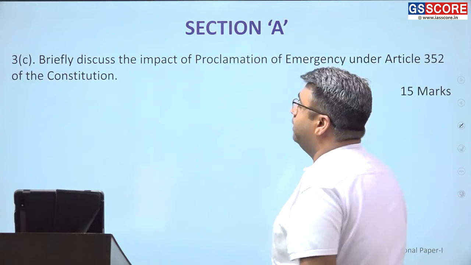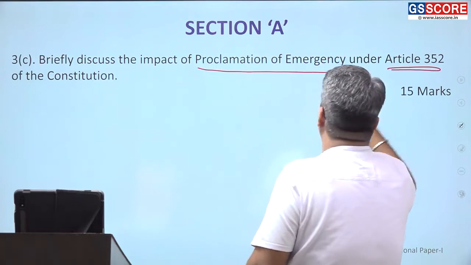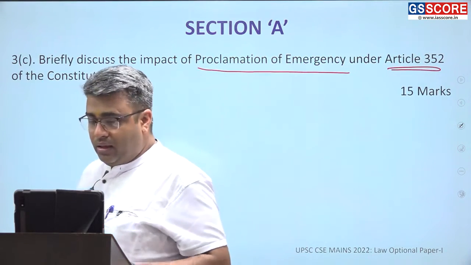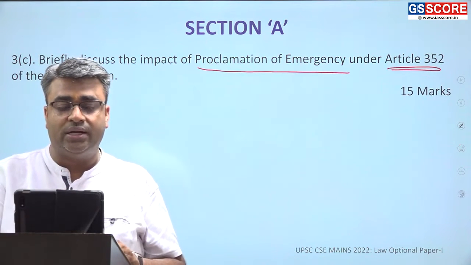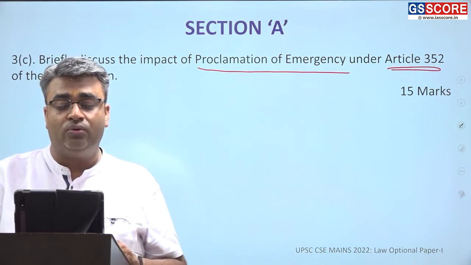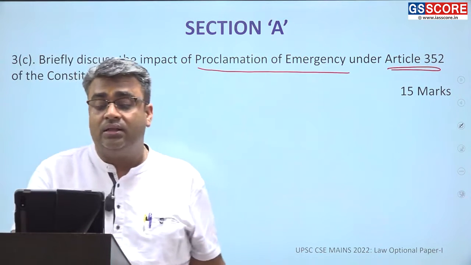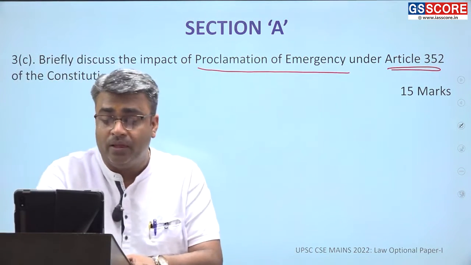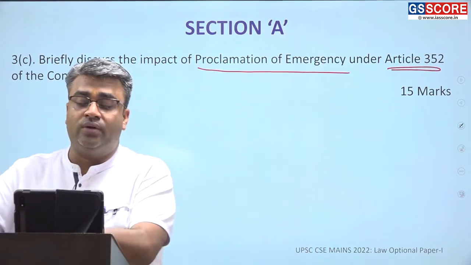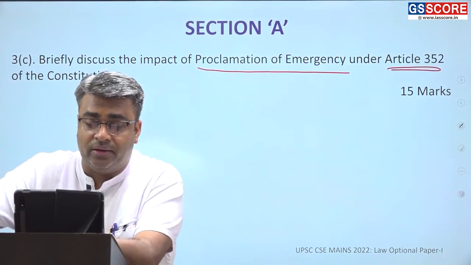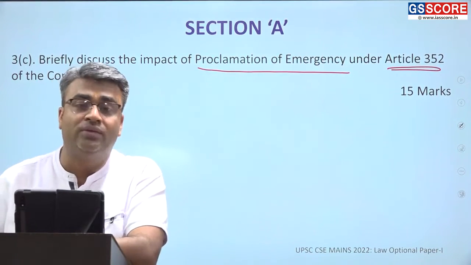Okay. Then comes: briefly discuss the impact of the proclamation of emergency under Article 352 of the Constitution. So I don't think that you require the answer of this question as well, because this question is very straightforward, whereby you have to just mention Article 352. And you know very well this Article 352 is about national emergency. When this national emergency can be declared, what are the grounds of national emergency, and then the further parameters of continuation of this emergency.